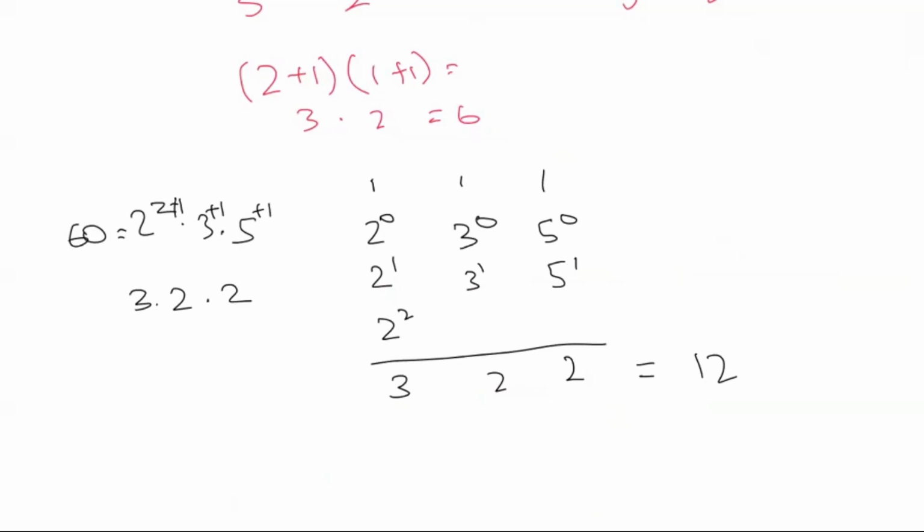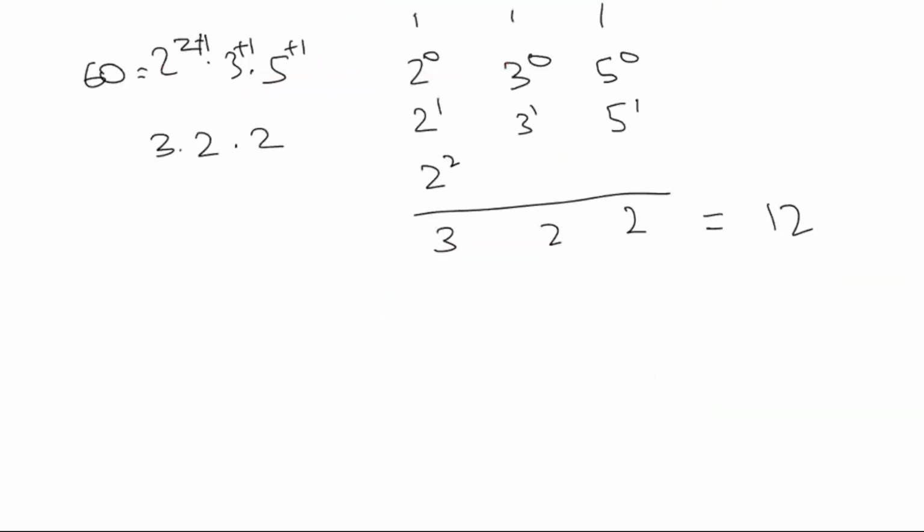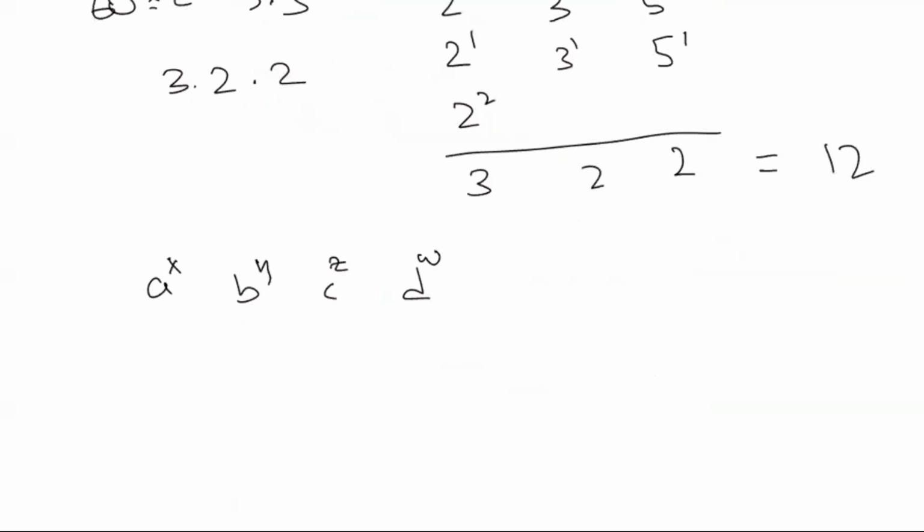Yeah. So this method will work for any number of factors. Because if you think about it, let's say our prime factors are A, B, C, and D, right? And let's say their exponents are X, Y, Z, W. All we're doing is listing out all the possible groupings. So we're going to list out A to the power 0 all the way to A to the power X, B to the power 0 all the way to B to the power Y, C to the power 0 all the way to C to the power Z, and D to the power 0 all the way to D to the power W. And then we count up how many there are.